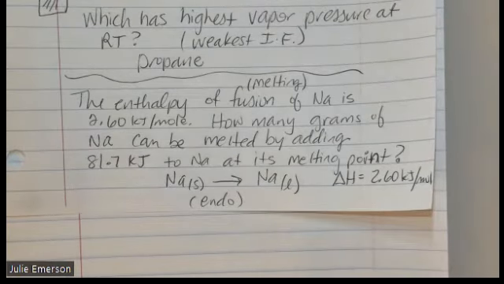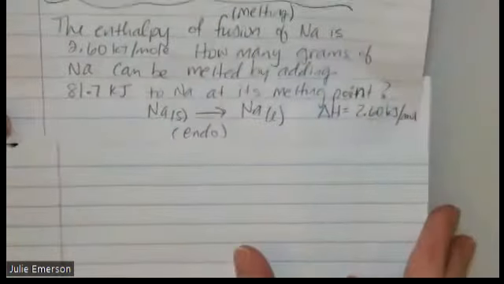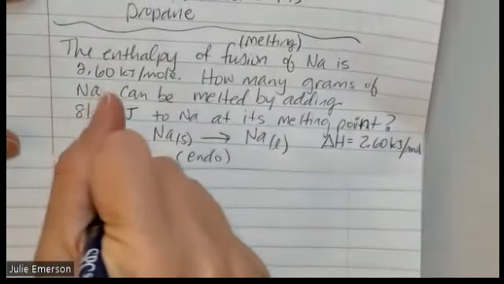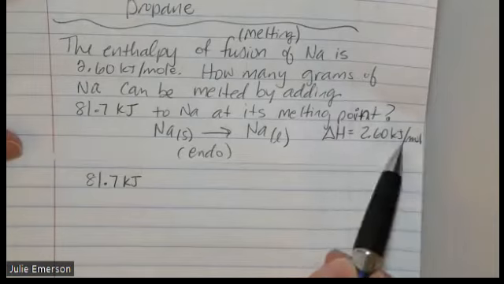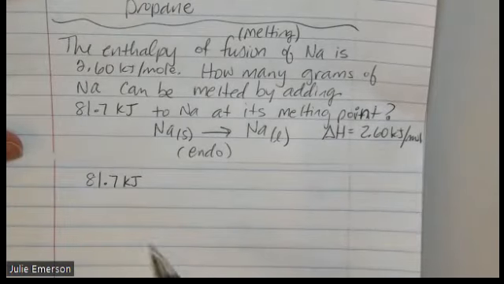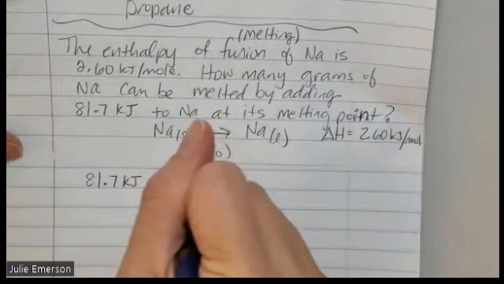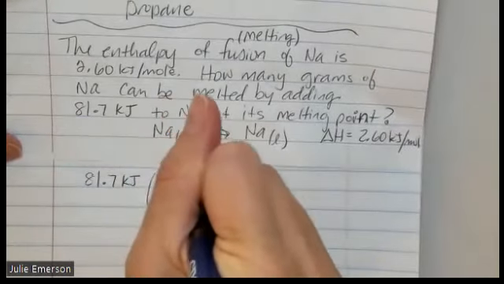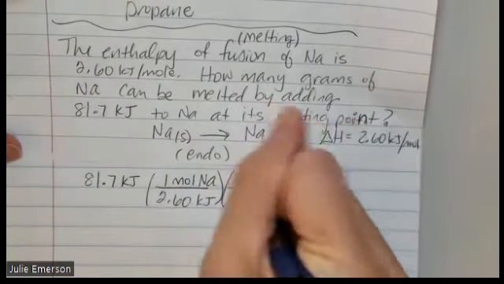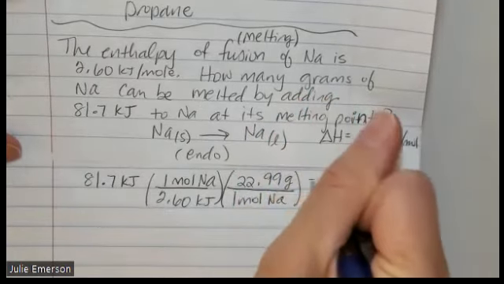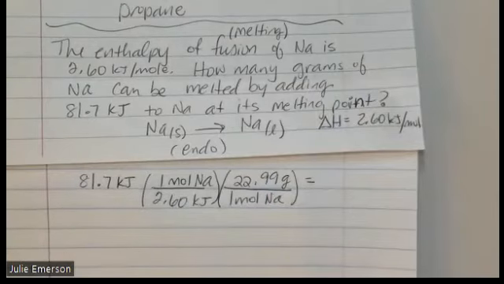So a lot of what we saw in thermo comes back. We see it again here when we start looking at heats of phase changes. It's just now we're only specifically looking at a phase change rather than an entire reaction like we did in thermo. So I've got my thermochemical equation, and now what it says is I'm adding 81.7 kilojoules of heat, and I want to know how many grams of sodium. What we talked about was that the delta H here is a conversion factor. So I'm adding 81.7 kilojoules. I know for every 2.60 kilojoules, I'm going to be able to melt 1 mole of sodium. And then if I want to know grams, that's where my molar mass from the periodic table comes in, which is 22.99 grams.